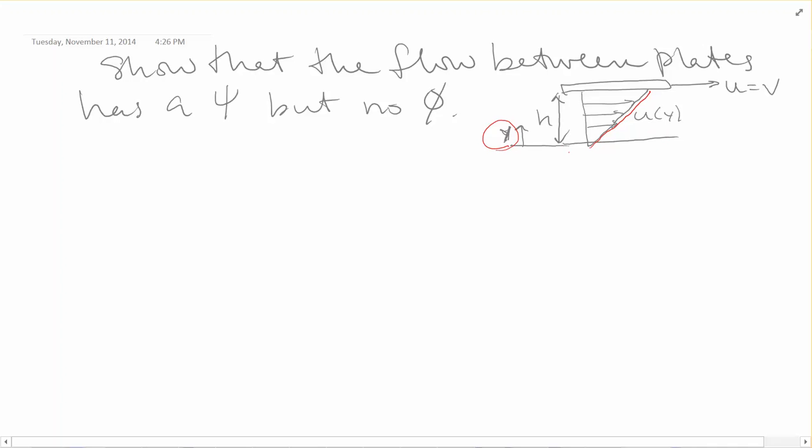H I have denoted as the total distance between the two plates, and you'll see that we're going from a velocity of u equals 0 when y equals 0 to u equals a velocity V when y is equal to h. So we need to write that down because we'll be using that. So at y equals 0, our velocity in the x direction, which is u, is equal to 0. And at y equals h, u is going to be this capital V.